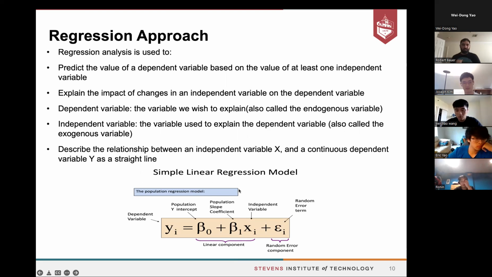So the basic equation of regression is yi equals beta naught plus beta 1 times xi plus the error term. Here beta naught is the y-intercept, and beta 1, beta 2 are the slope coefficients, and xi are our independent variables, or the number of features we have.